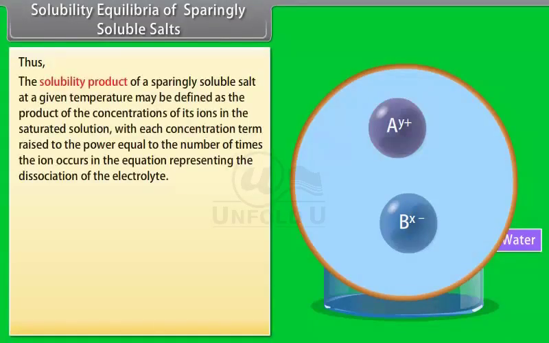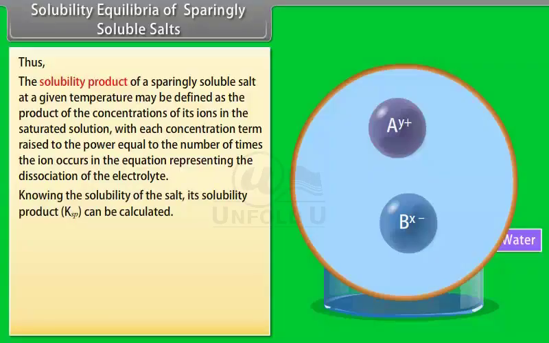Thus, the solubility product of a sparingly soluble salt at a given temperature may be defined as the product of the concentrations of its ions in the saturated solution, with each concentration term raised to the power equal to the number of times the ion occurs in the equation representing the dissociation of the electrolyte. Knowing the solubility of the salt, its solubility product can be calculated.